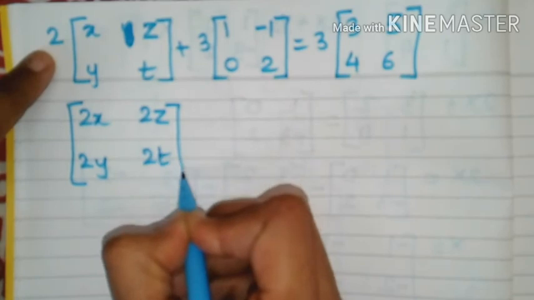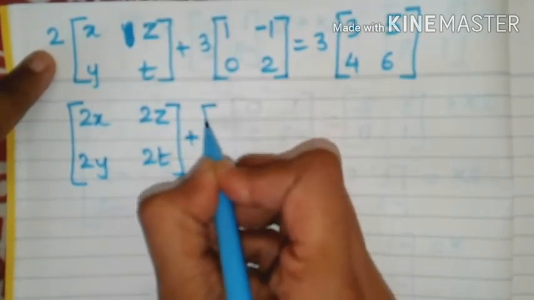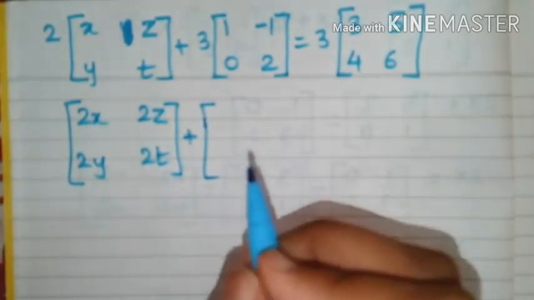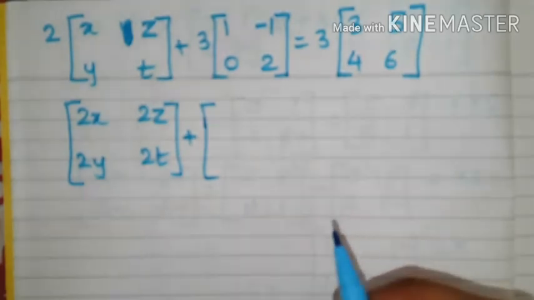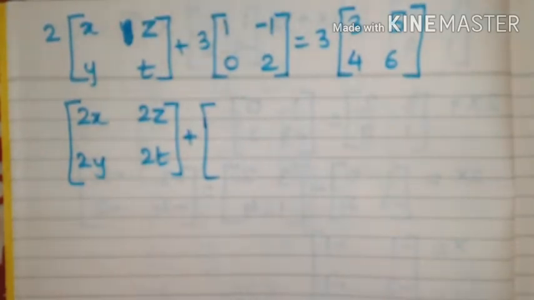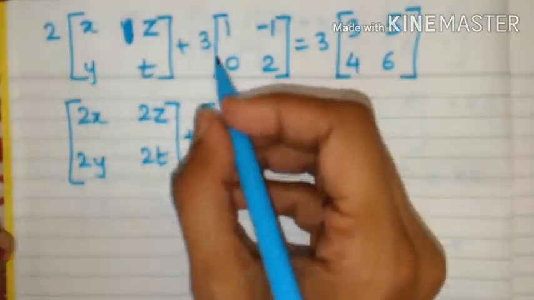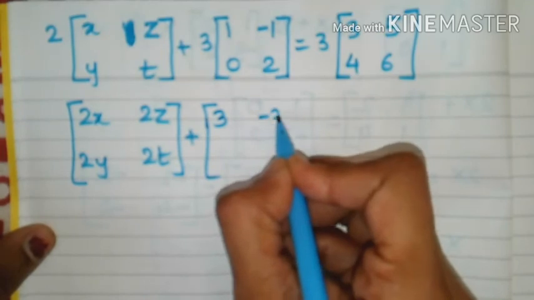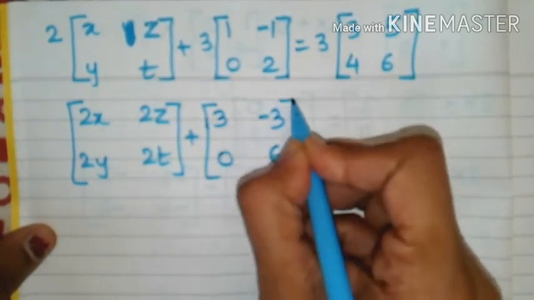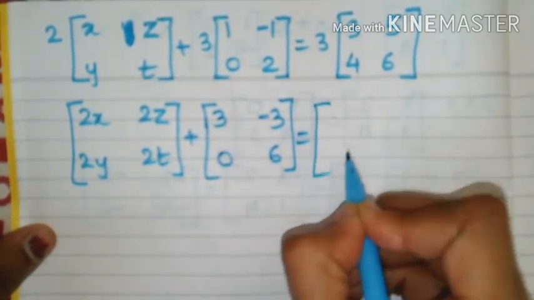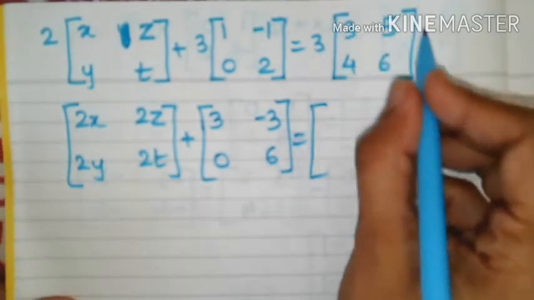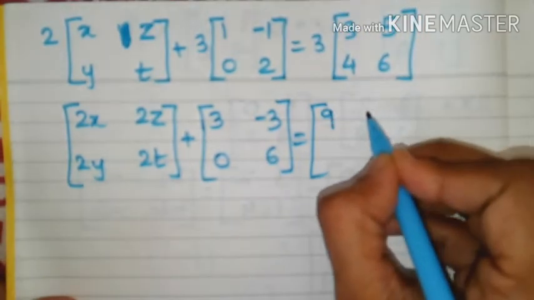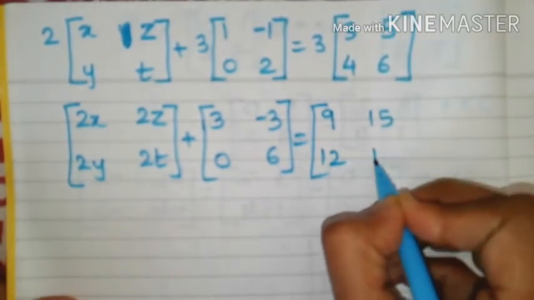Whatever complex problem you're given, friends, let us do it step by step without getting confused or overwhelmed, thinking, oh my god, how am I going to solve this big problem? Let us take it one step at a time and nothing will stop you from getting the right answer. So this will be 3, minus 3, 0 and 6, and this is equal to, again let us multiply this entire matrix with 3. So you'll get 9, 15, 12 and 18.